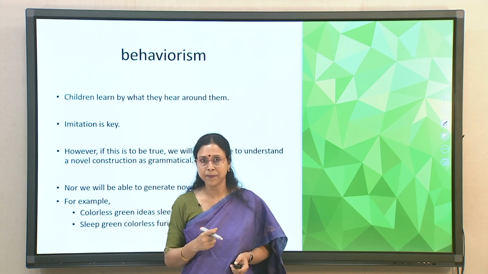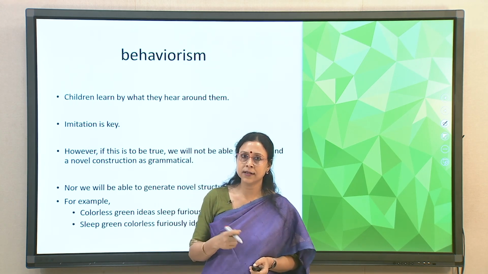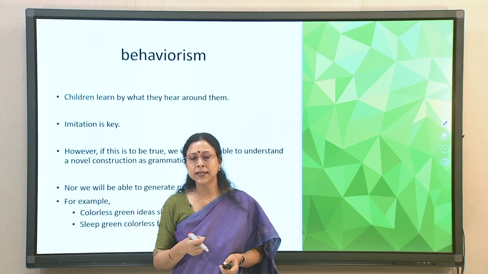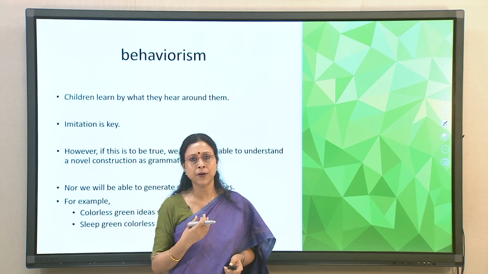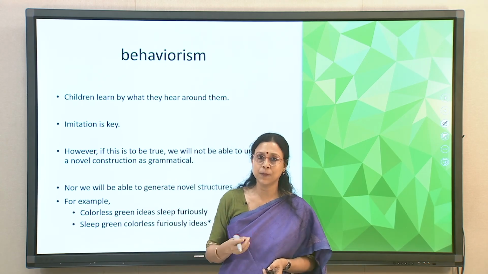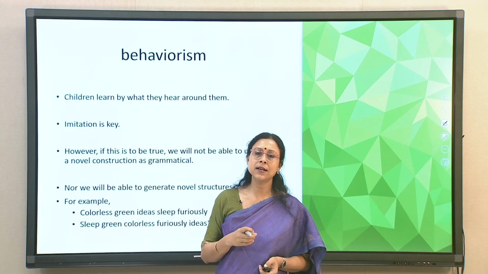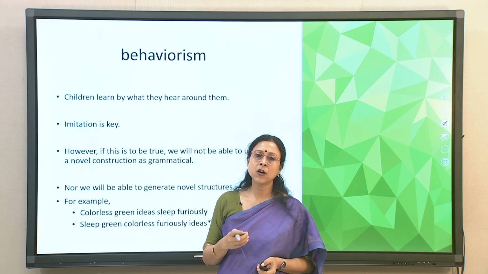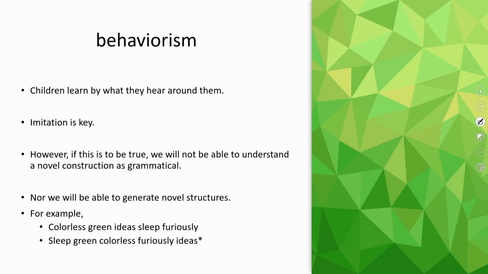Now, how does this happen? Because they have never heard the sentence before. If imitation is the key, then they would not be able to either produce novel sentences nor comprehend novel sentences, but they do. So, this idea is not very tenable.